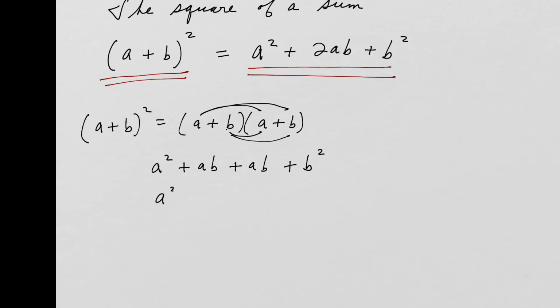But what's ab plus ab? Remember, this is like 1ab plus 1ab. They're like terms, right? So I have two of them. So it's 2ab plus b squared. And that's where it comes from, right? This is exactly what I had up here for my formula.